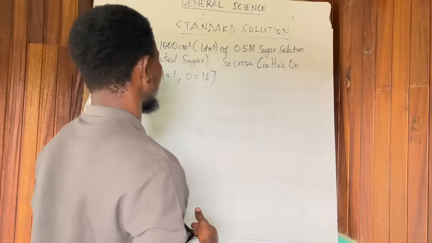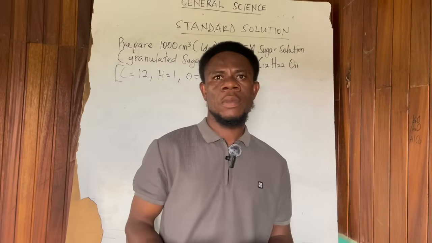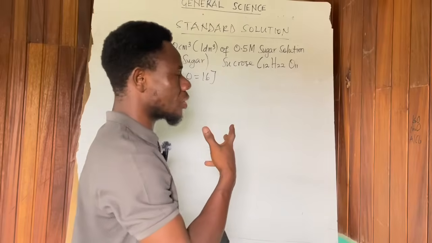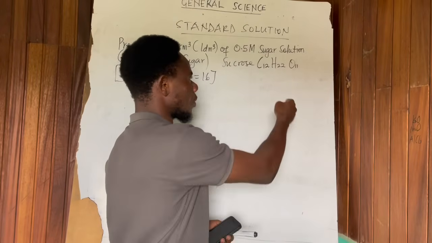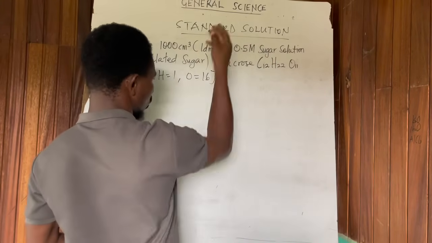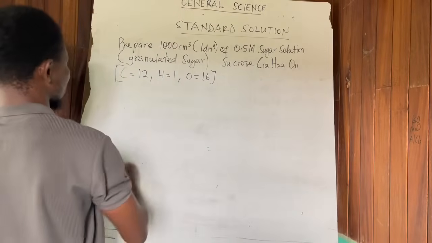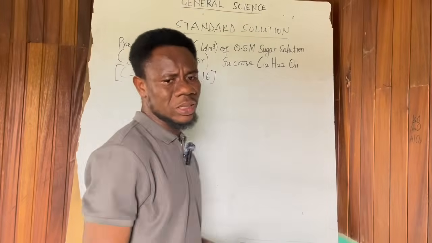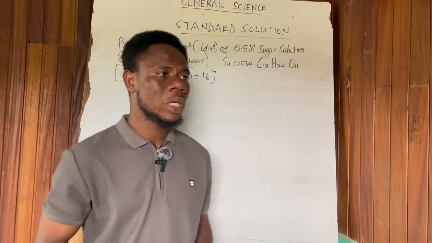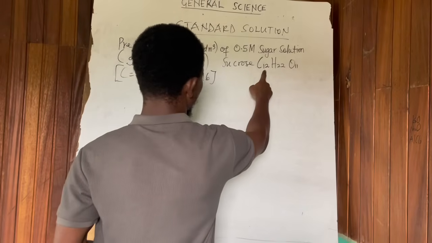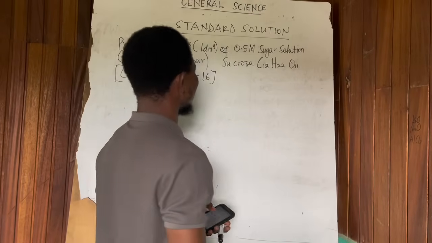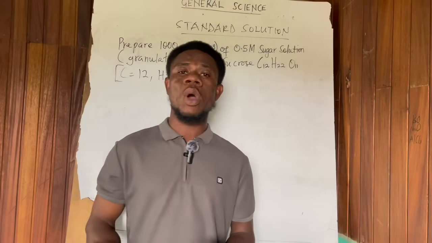And for the sugar solution here, we will need a sample which we are going to use. This is the granulated sugar, also known as sucrose. And the formula for sucrose is C12H22O11. So this is what we are going to use to prepare the sugar solution. What is the first step? We said you have to know the molecular formula of the compound, and the molecular formula of the compound is C12H22O11.